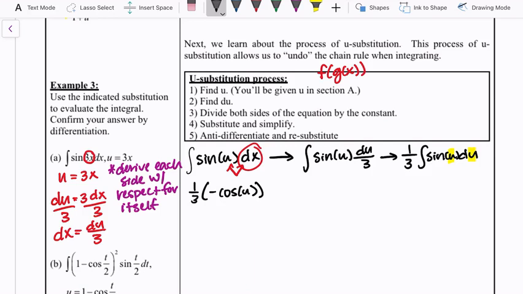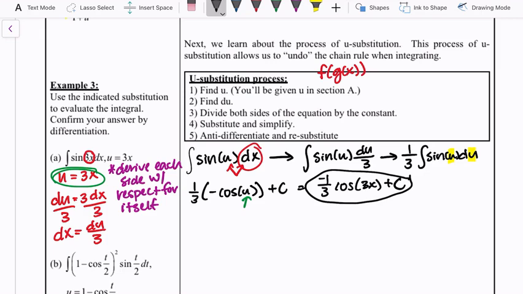Now, I see that we took that derivative, but now I need to add on a plus c. So we have to add on our constant. All right, well, we're almost done, but remember, we didn't start off with u's at the beginning. We started off with x's, so we're going to resubstitute what u was back in for u here. So this will be negative 1/3 of cosine of 3x plus c.